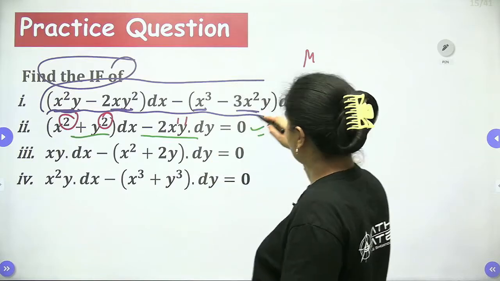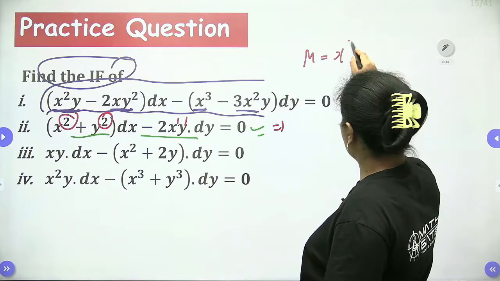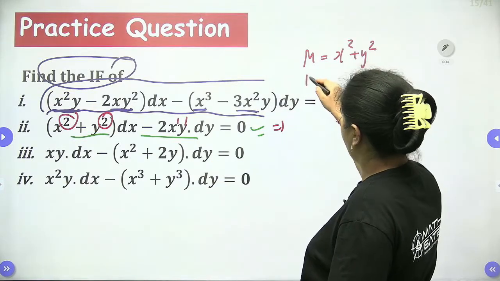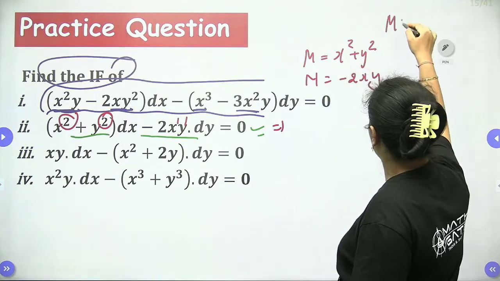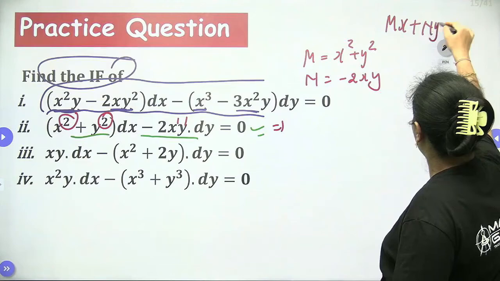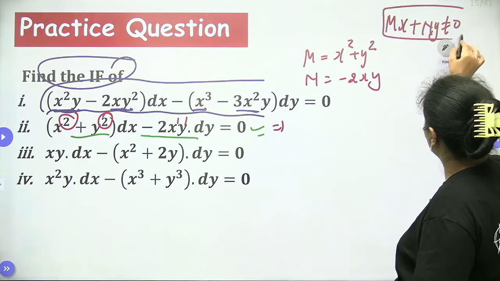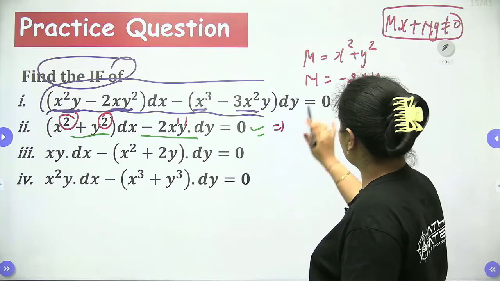Yes, definitely the degree is 2. It's homogeneous, so m is equal to x square plus y square and n is equal to minus 2xy. When it is homogeneous, we have to check that mx plus ny is not equal to 0. So let's check mx plus ny.